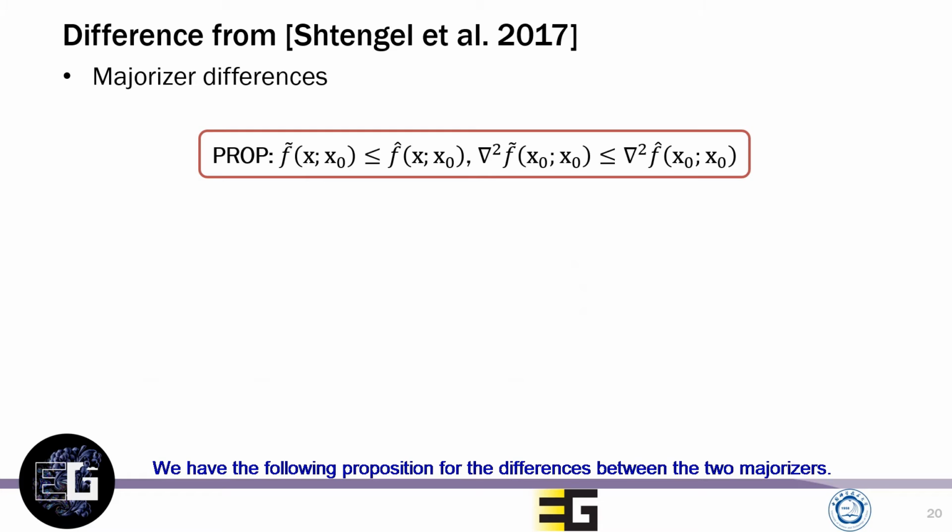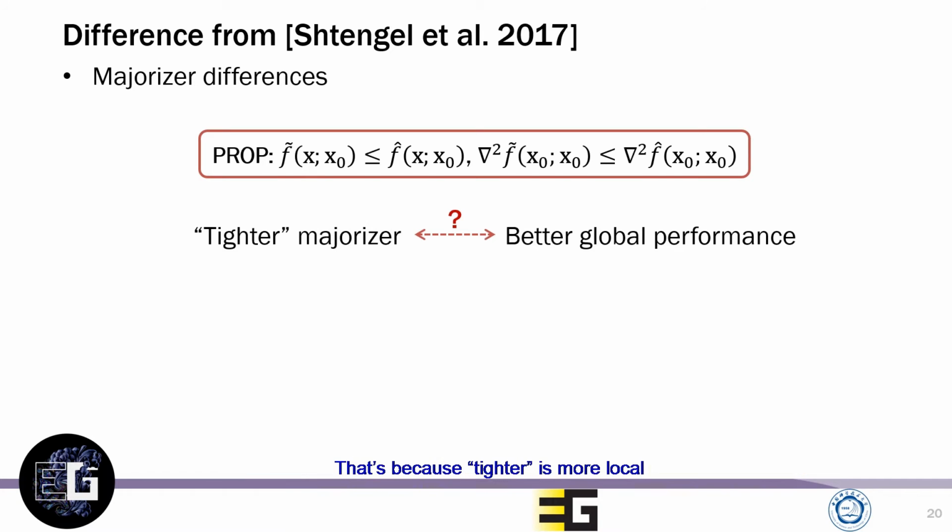We have the following proposition for the differences between the two majorizers. Although this proposition shows our majorizer is greater than that of Stango et al.'s, we think a tighter majorizer cannot guarantee better global performance in theory. That's because tighter is more local and tends to be more effective when near the global optimum, but it may lead to insufficient decrease when far away from the global optimum.